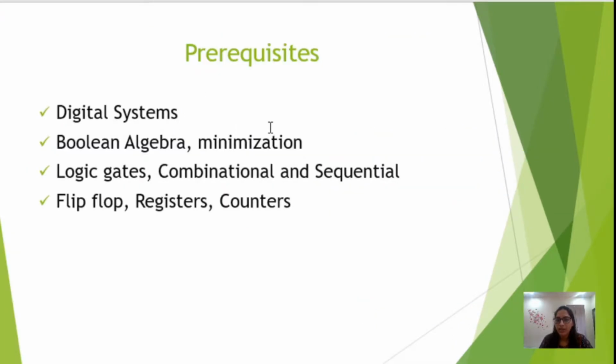Basically, the prerequisites, that is the knowledge or the concepts which are needed for this course, are digital systems. What is meant by digital systems? Then Boolean algebra and its minimization, how the expressions are minimized, then logic gates, combinational and sequential circuits, flip-flops, registers and counters. We will have a brief insight about all these things in these prerequisite sessions.